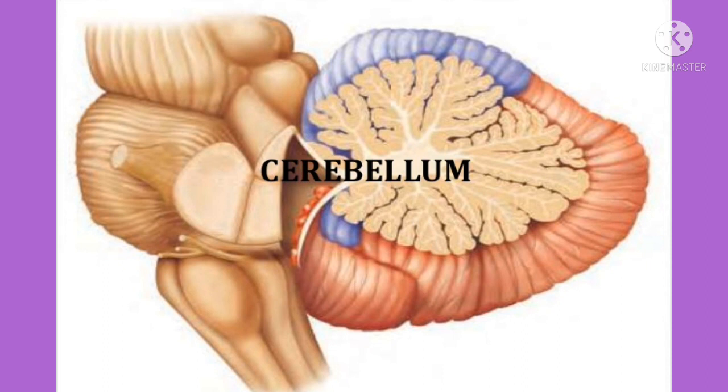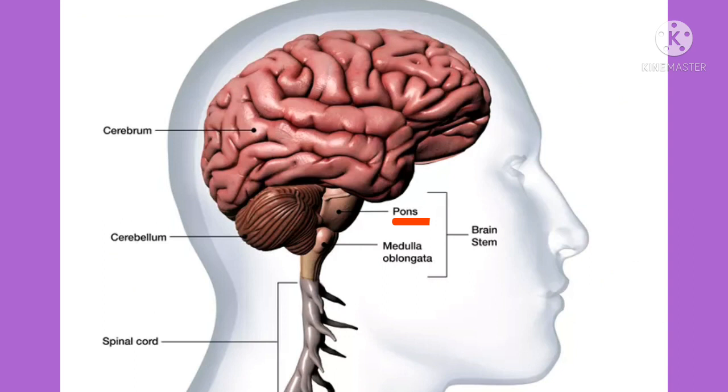Its functions: it coordinates voluntary movements, such as walking, running, dancing, etc., and also maintains body balance. Pons is a Latin word meaning bridge. It is a bridge of nerve fibers that connects the lobes of the cerebellum.